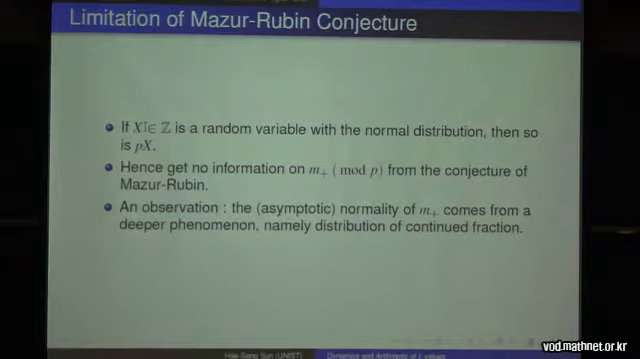But if you take the mod p, then it's just 0, right? It doesn't have any. It only has a trivial distribution. So that means we get no information on this n plus mod p from the conjecture of Mazur-Rubin. That's the limitation. So the observation is, in fact, it seems that the normality of n plus actually comes from some default phenomenon, namely the distribution of a continued fraction. So that's what I'm going to talk about.